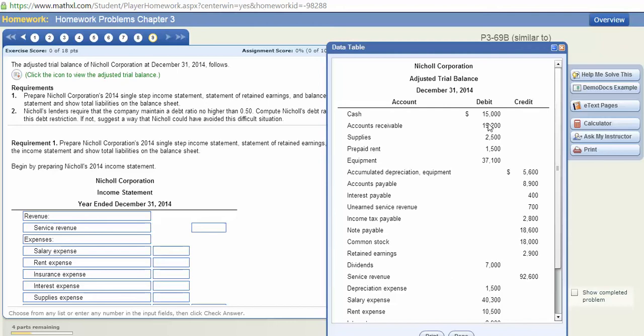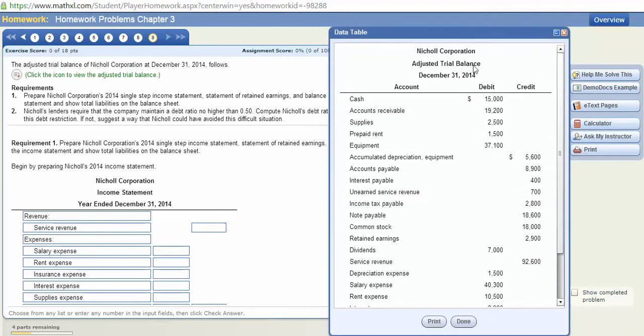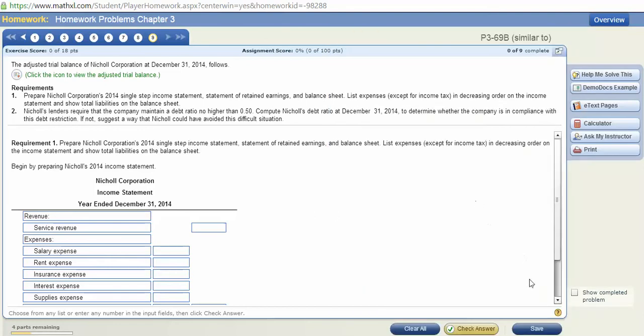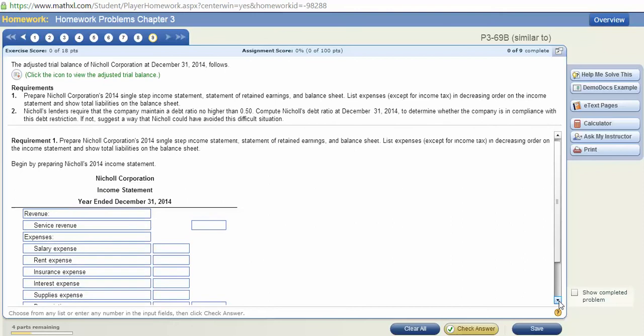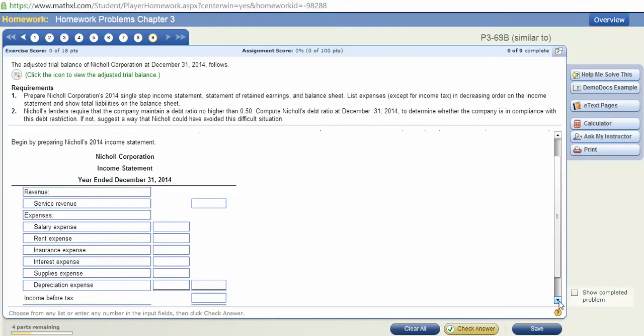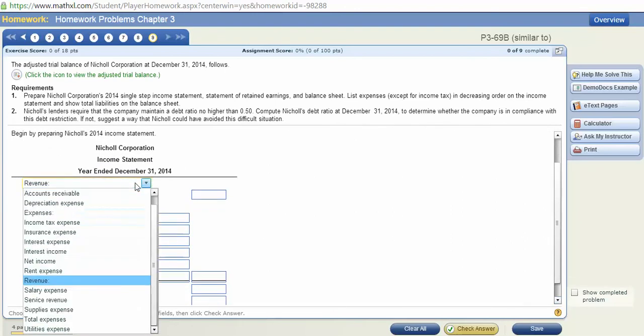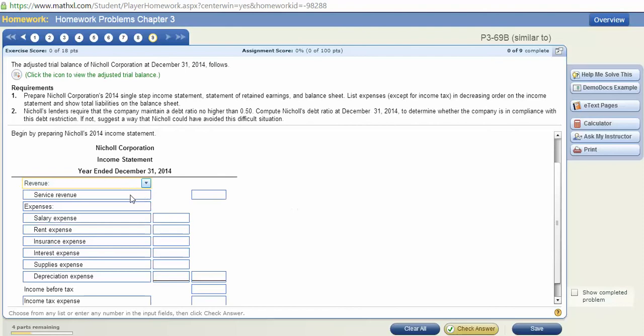What we're trying to do here is pull the information that's relevant so we can fill out our income statement. Notice I've already filled out a portion of it here. Let me close this down temporarily and scoot down. I put in revenue, picked revenue right there. The only kind of revenue they have is service revenue.